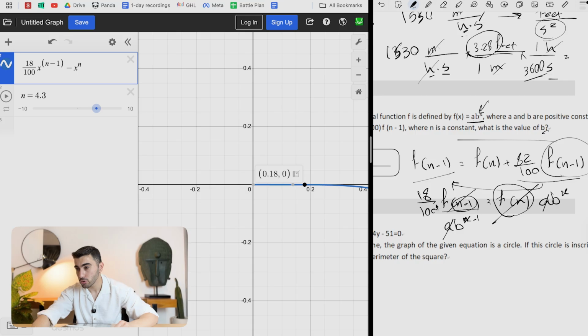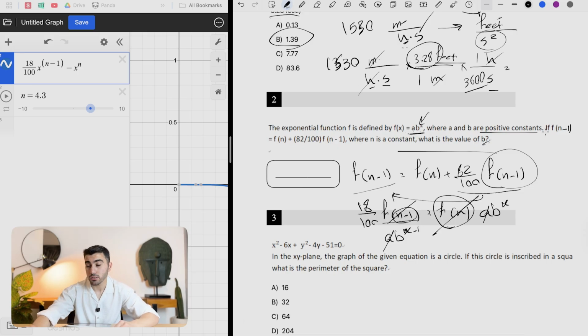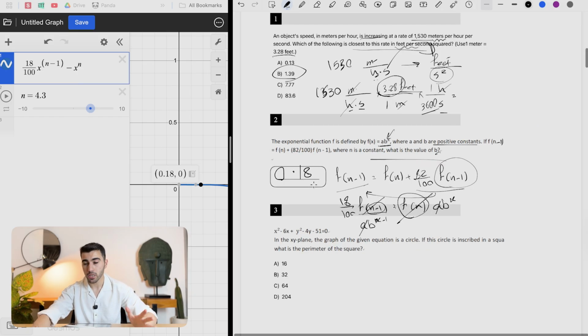Why not 0? You might be asking. Because this is an exponential function, all right? So the exponential function f is defined by this, and a, b are positive constants. So b is a positive constant. 0 is not positive nor negative, so it can't be 0. It's going to be the second one, which is 0.18. That's how we can do this question in the fastest way, that you just put it into Desmos and solve for b, rather than doing the whole thing on paper. This is the question solution, 0.18.